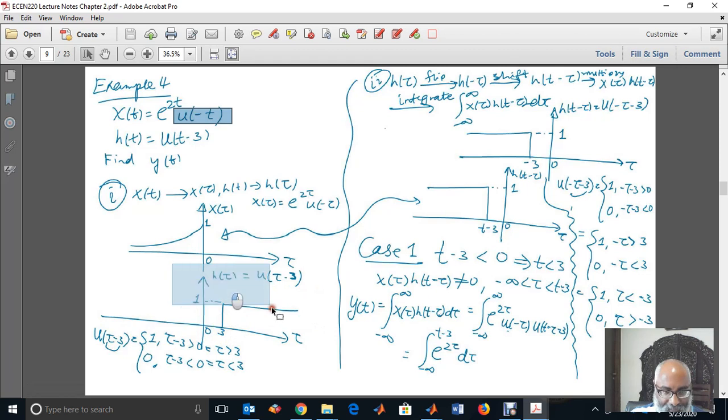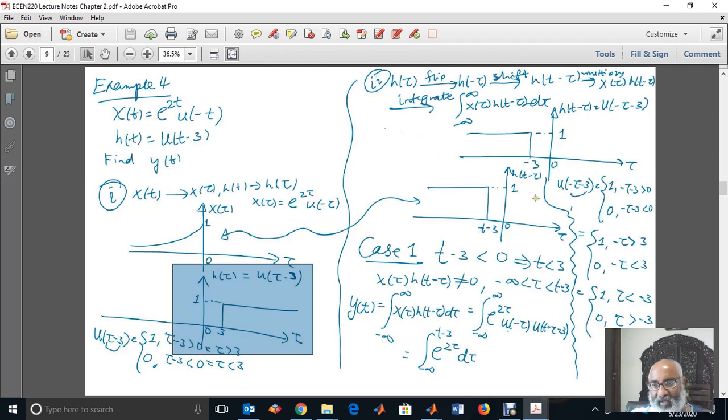After this step, we have the flip step. When you flip, you have u(-τ-3), which is 1 from minus infinity to minus 3, and 0 for τ greater than minus 3. Okay, so it will be from minus infinity to minus 3.